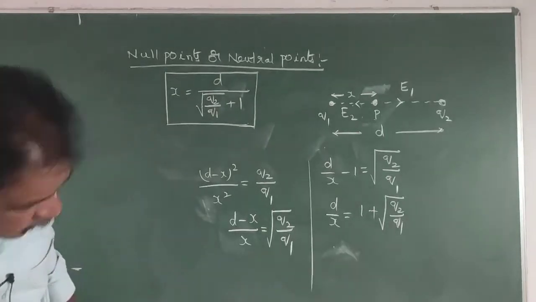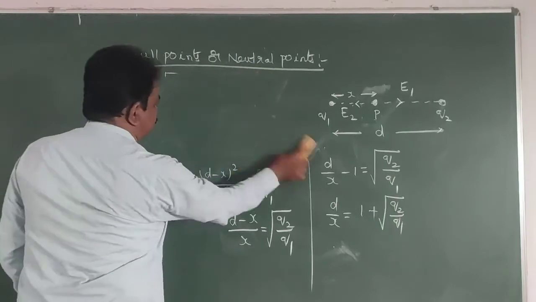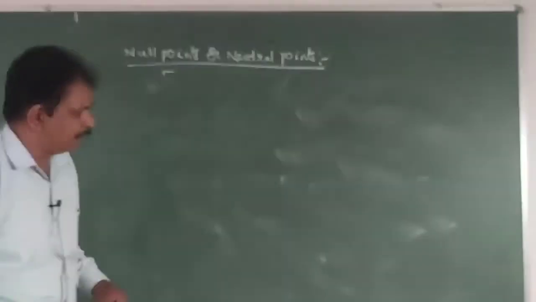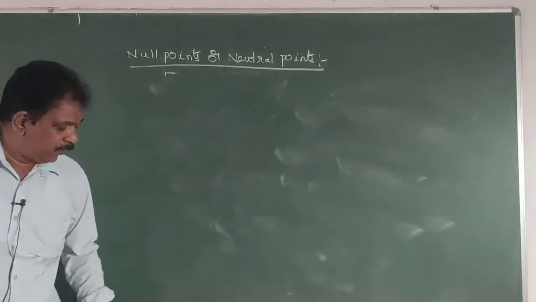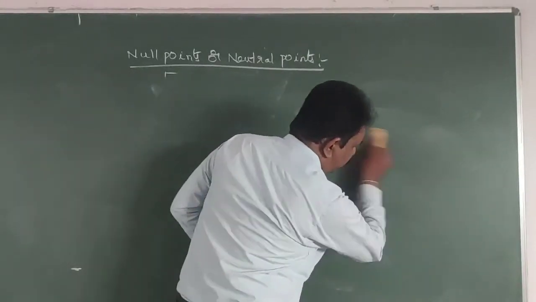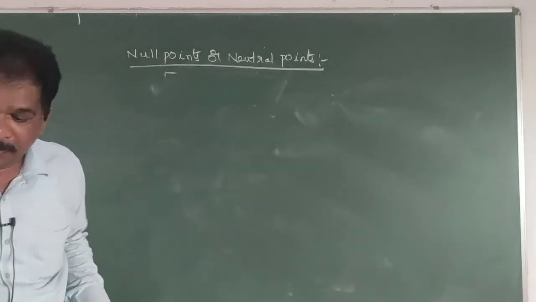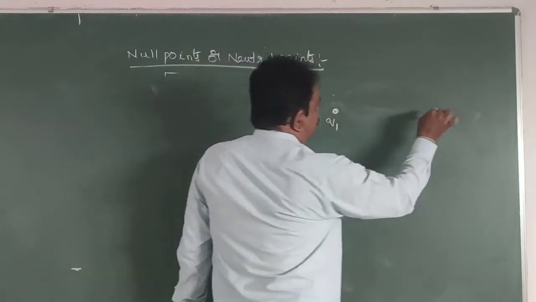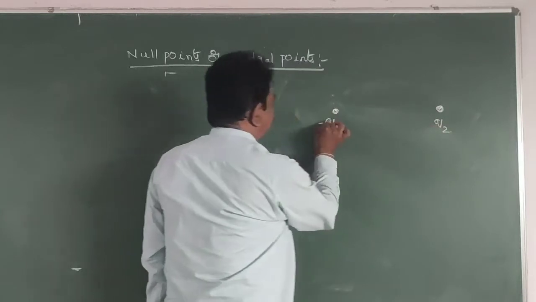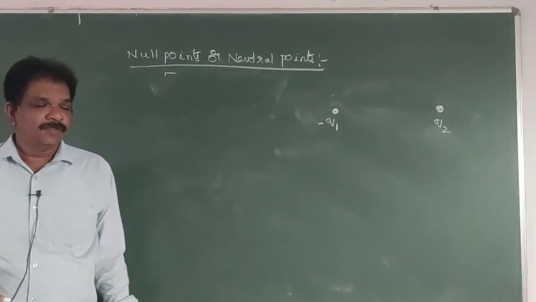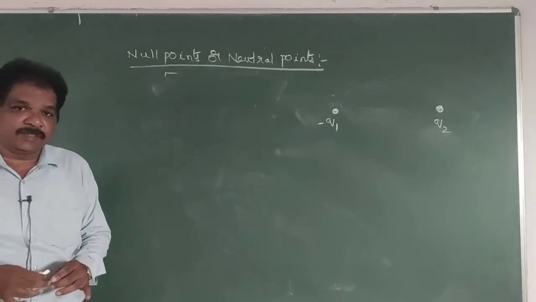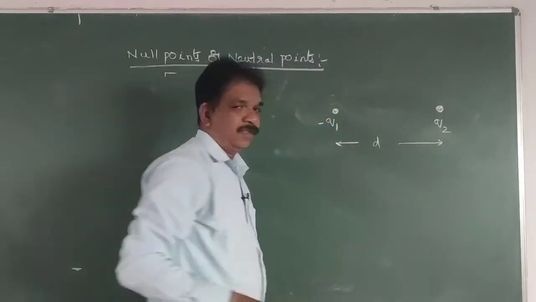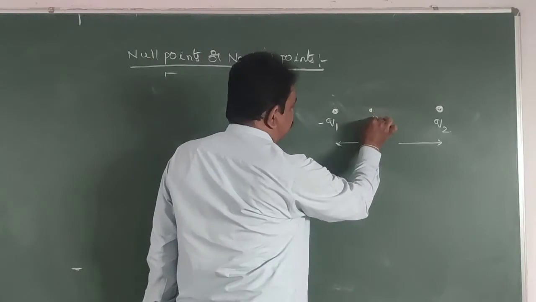Next, if one charge is an unlike charge. So finally, neutral points means what? Neutral points are null points. Net field will be equal to 0 at some points. Those points are called neutral or null points. Here Q1 is there, here Q2 is there. Let Q1 be negative. The distance between the two charges is d. Clear? Then here one point is there.